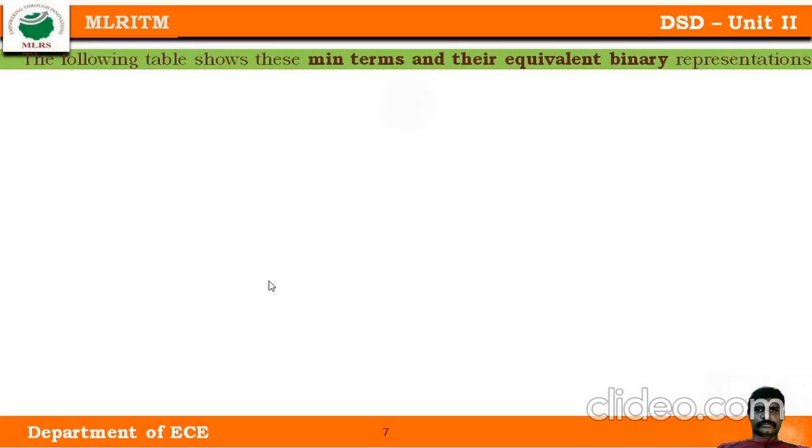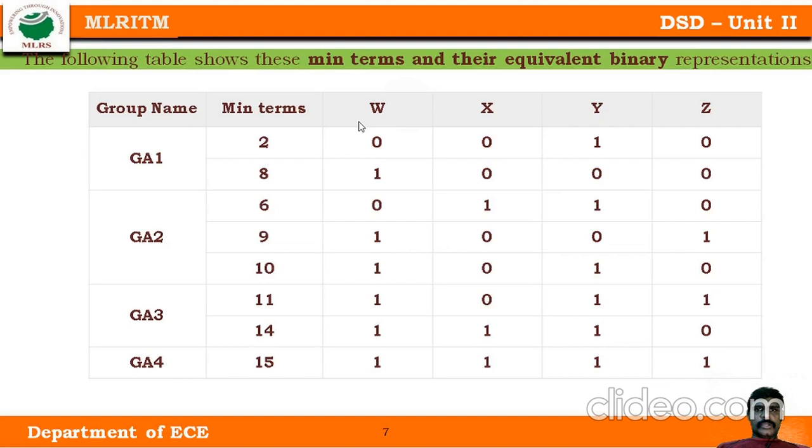Okay, so if I'm taking group 1, I'll form the ascending order with the number of ones. For 2, there is only one 1, because the binary value of 2 is 0010. Similarly, for 8 only one 1 is there. So these two can form a group, group 1.